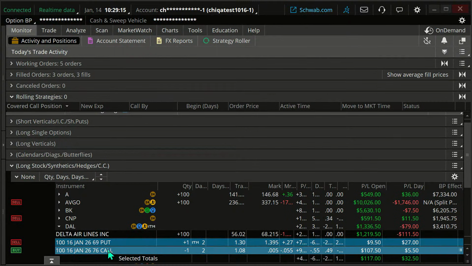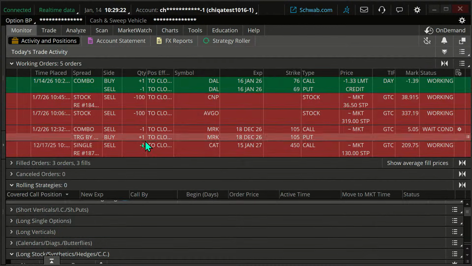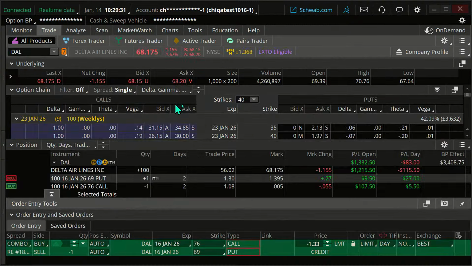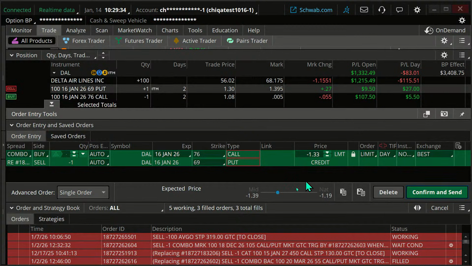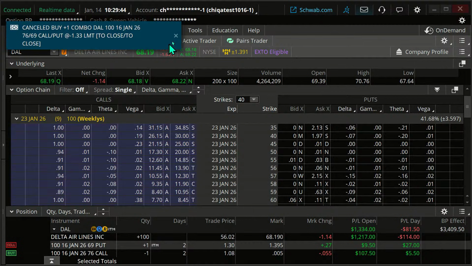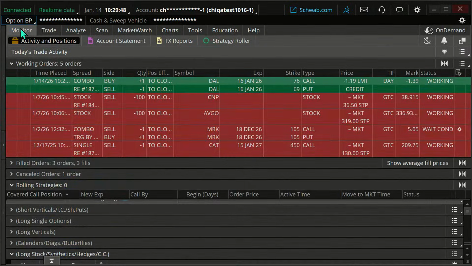It hasn't filled yet, but if it doesn't fill, I may tweak it. If you ever do a trade and it didn't fill, and you thought it was going to fill, you can always go up here to your working orders, right click on it, cancel and replace that order. And you can see, look, it's not filling at that price. I'm going to move that price up. I may have to go more towards that natural price, see if it'll fill.